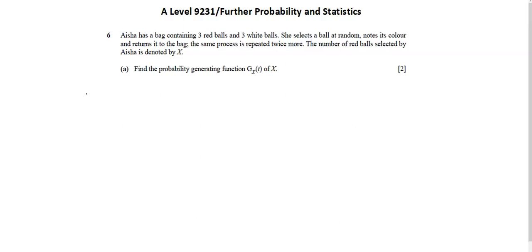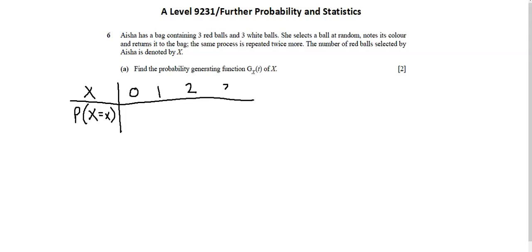I'll begin by creating a probability distribution table. I don't need the table for the requirements, but it helps me to organize my information. So I want to know for x, what's the probability that x is a particular value? And since we're going to select 3 times, we select and then we select twice more, so the maximum possible number of red, which is what x represents, is 3. We couldn't get 4 if we only select 3. But we could get 0 or 1 or 2 or 3.